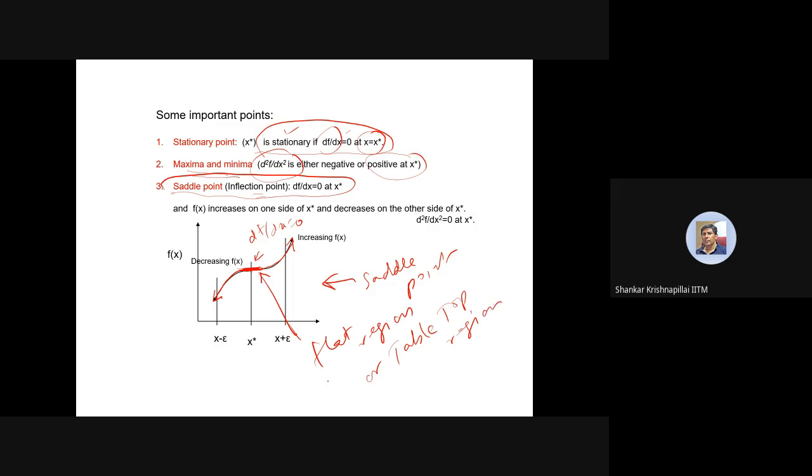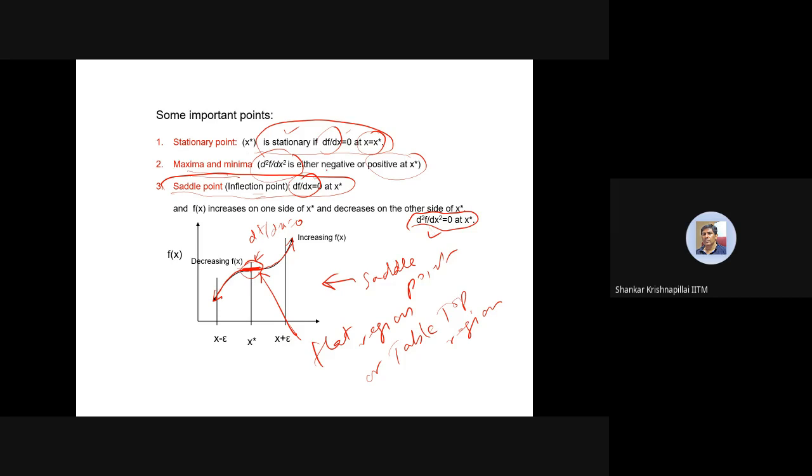Okay. So this particular region is called saddle point. At the saddle point, you can see that df by dx is equal to 0. d squared f by dx squared will also be equal to 0 at x star. So what is the meaning of d squared f by dx squared being equal to 0?